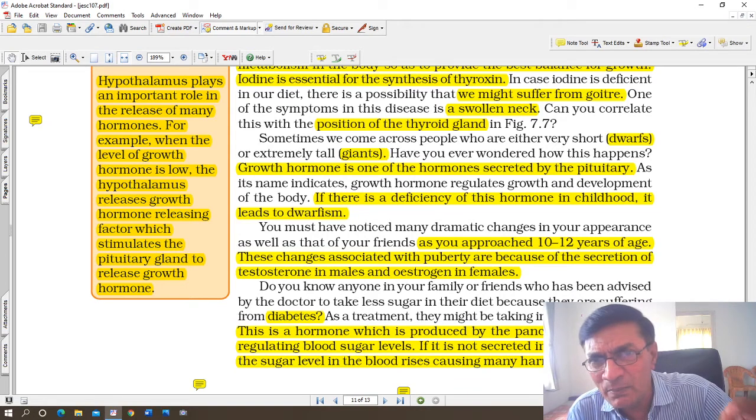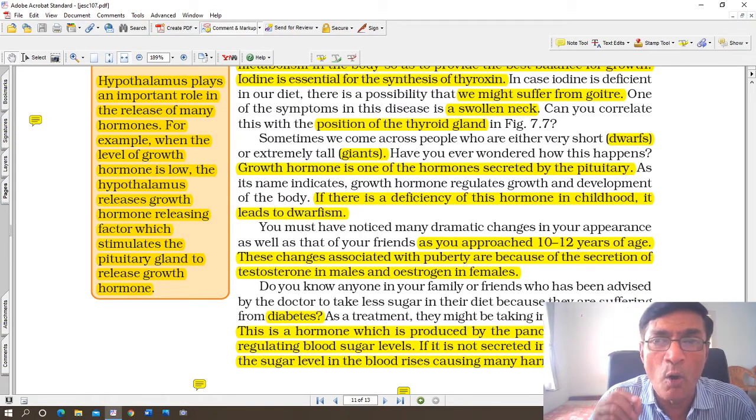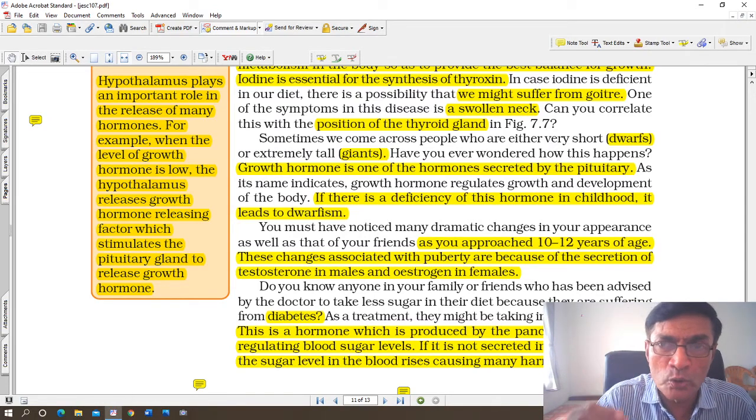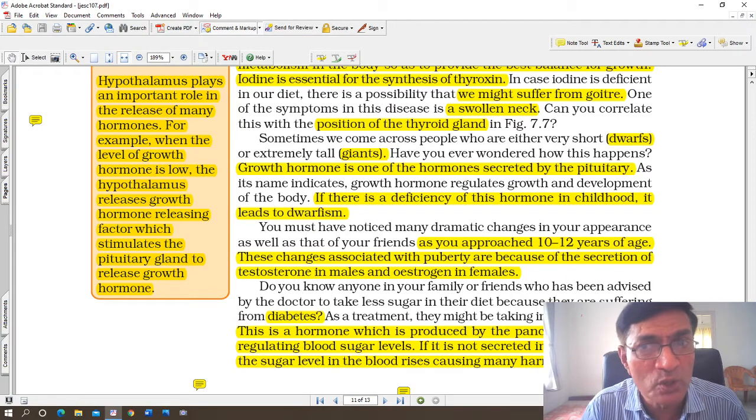There is a gland in the body which we have just seen here, the pituitary gland. वो छोटा सा peanut sized gland in the brain, in the base of the brain. It secretes a hormone called growth stimulating hormone. This growth stimulating hormone stimulates growth.